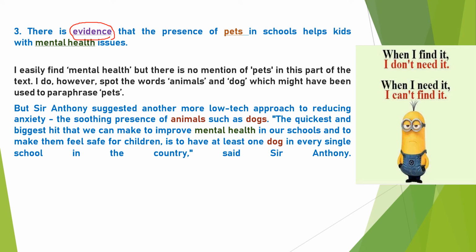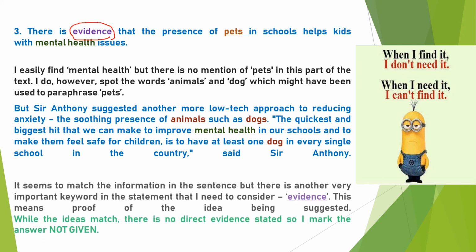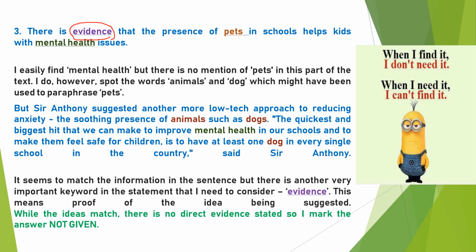So some information is not mentioned in the paragraph, but the statement is the same as the paragraph. Both the statement and the paragraph have the same information, but one piece of information from the statement is missing in the paragraph. Then we say that this is not given.